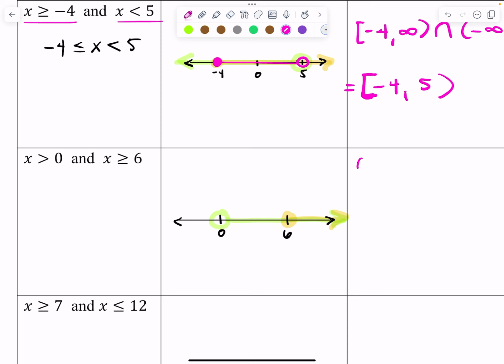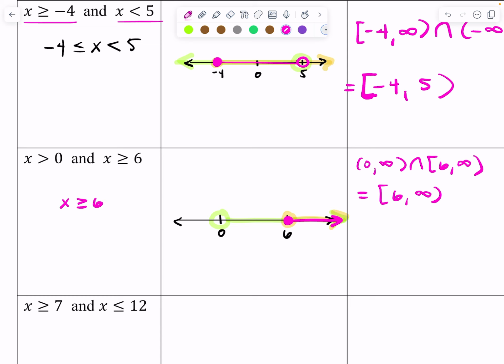That's saying from 0 to infinity intersects with 6 to infinity. The only intersection is the interval from 6 to infinity. If you look at that, that's where the two intervals would overlap. So this can actually condense down to x greater than or equal to 6.